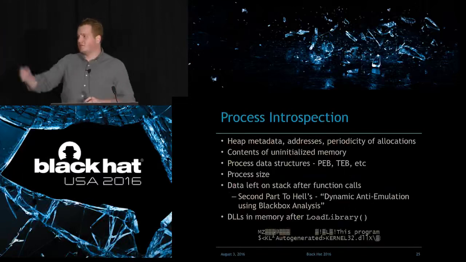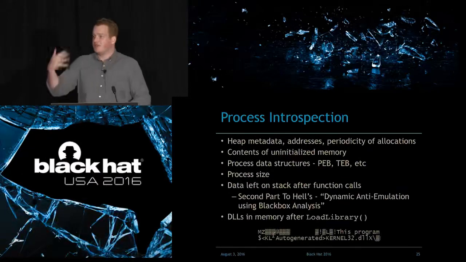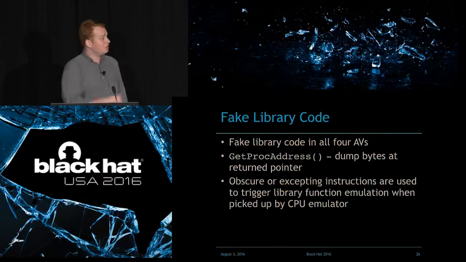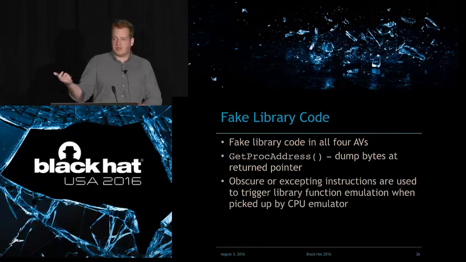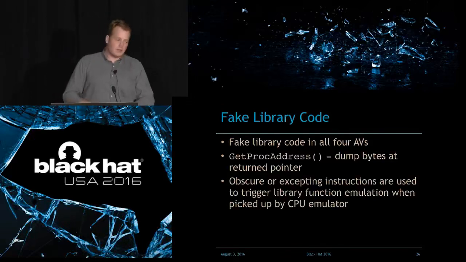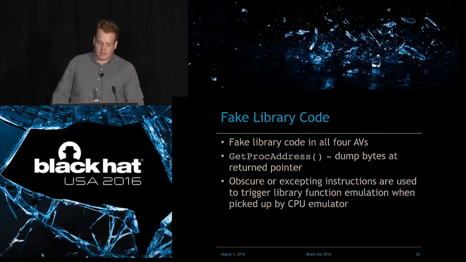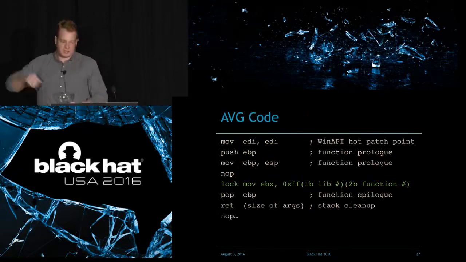Process introspection: I showed some of those artifacts related to looking at ourselves in memory, looking at our register state after function calls, looking at data on the stack. But another one I didn't get to show here was fake library code. So we showed the module, the file header in memory with the KLR generated thing in the P file. But if we follow that a step further and do GetProcAddress and see what bytes are at the actual return pointer, we'll find in all 4 AVs a similar pattern like this.